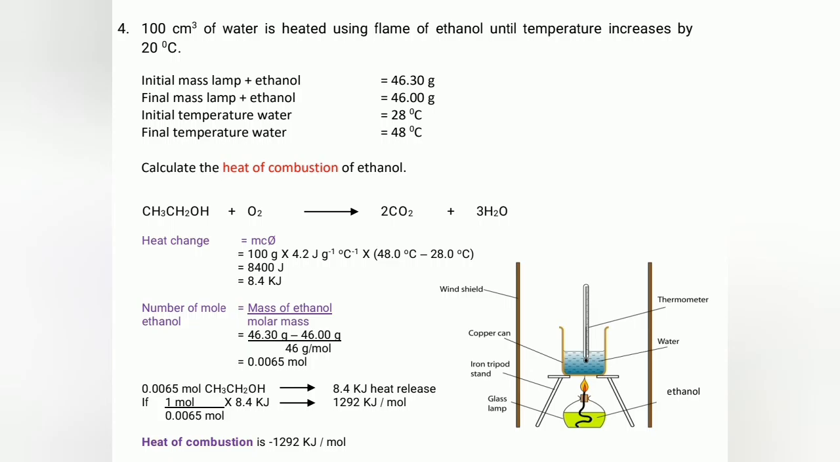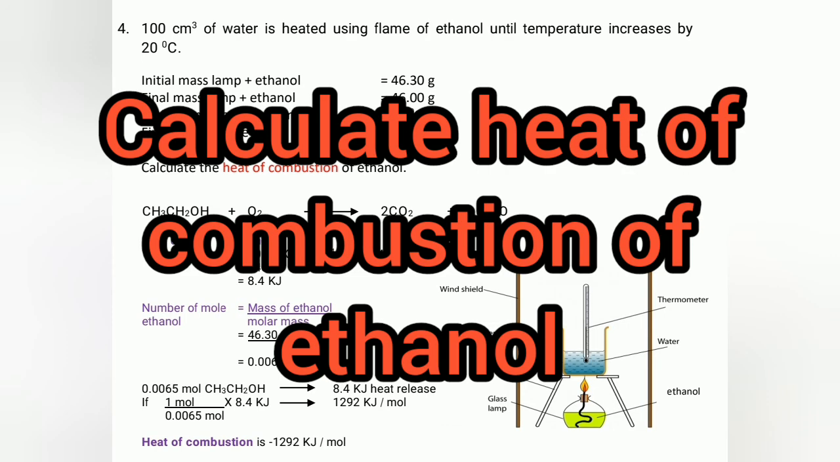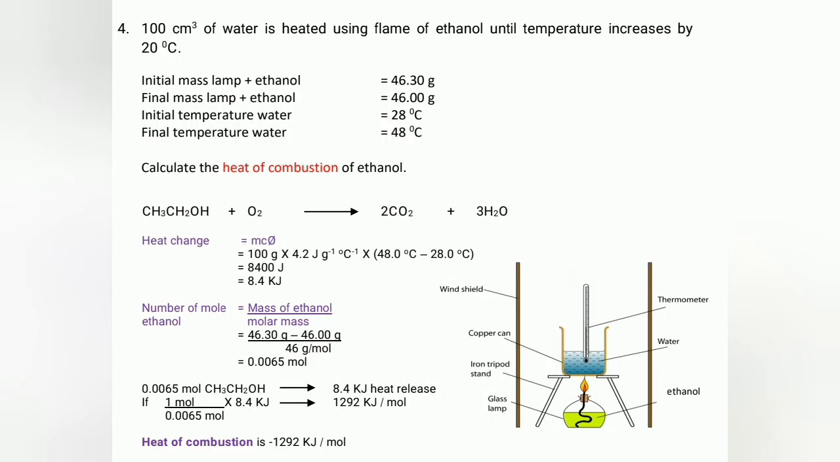In the laboratory, the heat of combustion of a fuel can be determined by calculating the heat absorbed by the water. The heat given out by the fuel is calculated. We assume that all the heat given out during the combustion of the fuel is absorbed by the water. This is an example of the combustion reaction between ethanol and oxygen to produce carbon dioxide and water. This is the complete combustion reaction.